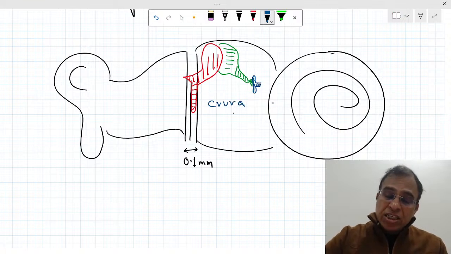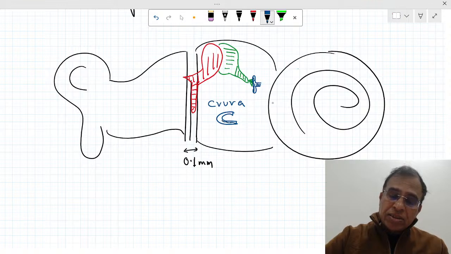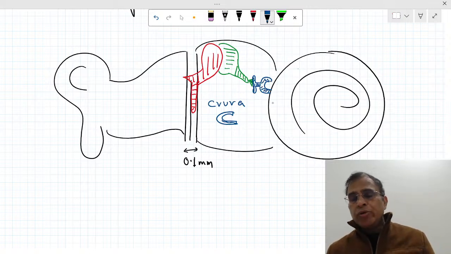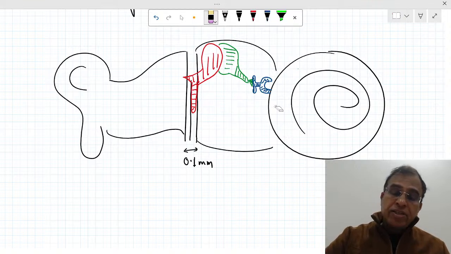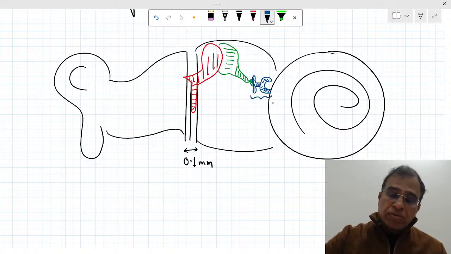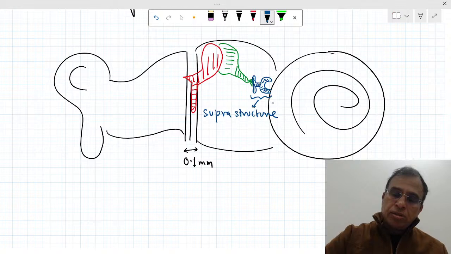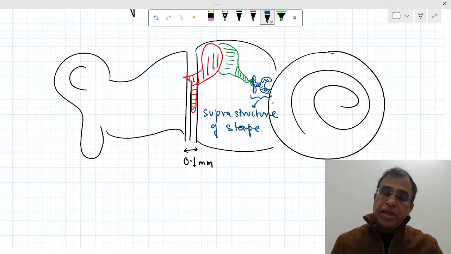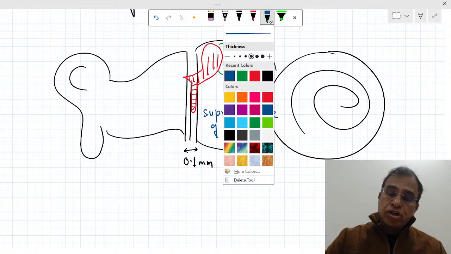Crura means curved bone, a bone which is curved like this. So we draw the crura like this. This is your crura. Okay. So what you can see now in the stapes is the head of the stapes, the neck of the stapes, and the crura of the stapes. So this much of the stapes is called the suprastructure of stapes. Suprastructure of stapes. What is missing in the stapes? The foot plate. So stapes without foot plate is the suprastructure of the stapes.